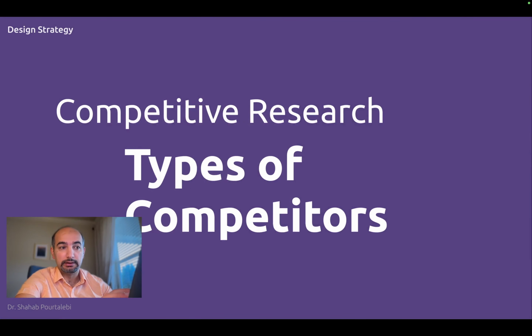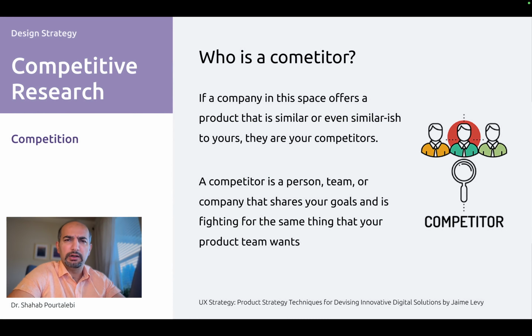So this is part two of competitive research. In the first part, we talked about a positioning map. So we've learned a little bit about competition, market segment, and these kinds of things. But here we want to know more about different types of competitors, different types of competition. Let's start with this question: who is a competitor?